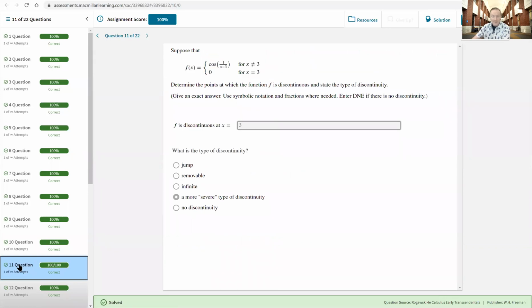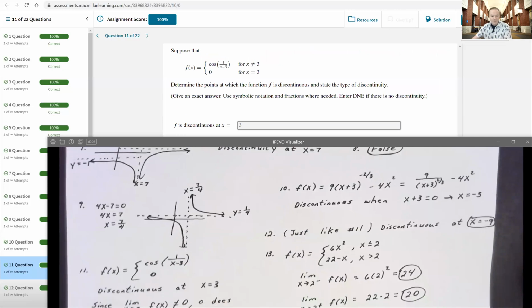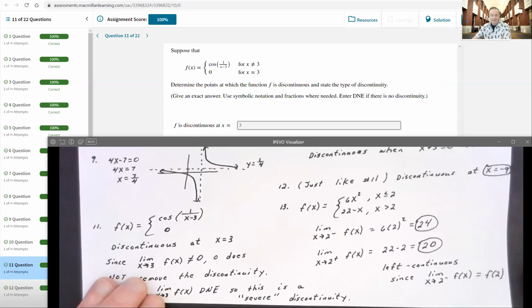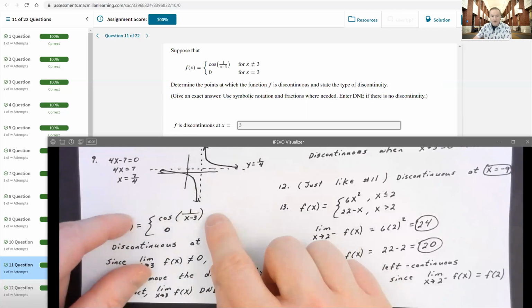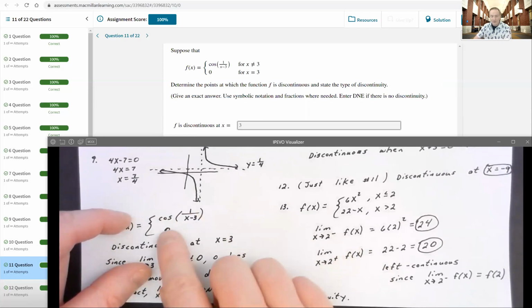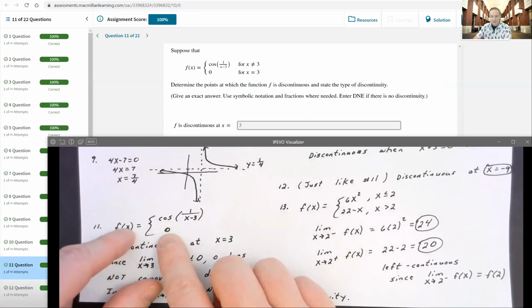For number 11 here, we're given a piecewise function. Give peace a chance. Notice what I did for my piecewise function here. f of x is equal to the cosine of the angle 1 over (x minus 3), or it's equal to 0. The first one is valid for all values where x is not 3. And then, of course, if x is equal to 3, your angle doesn't exist, so when x is equal to 3, let's just let f of x be 0.